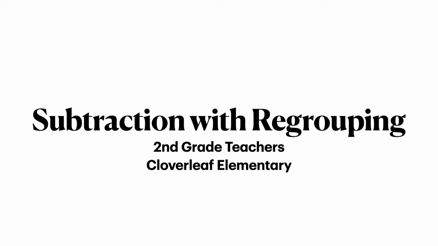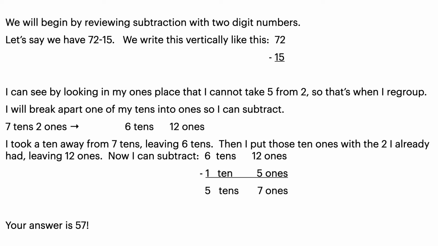Good morning. Today we're doing subtraction with regrouping. We will begin by reviewing subtraction with two-digit numbers. Let's say we have 72 minus 15. We will write this vertically like this.